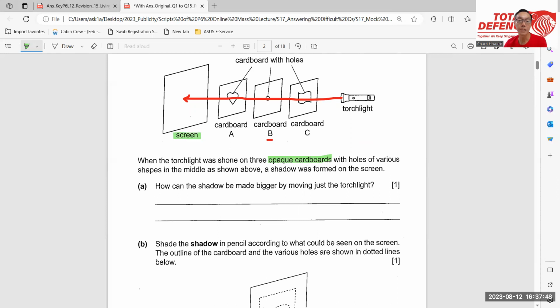How can a shadow be made bigger by moving just the torchlight? It's very simple. You just mention, move the torchlight nearer to cardboard C. The torch can be moved nearer to cardboard C.